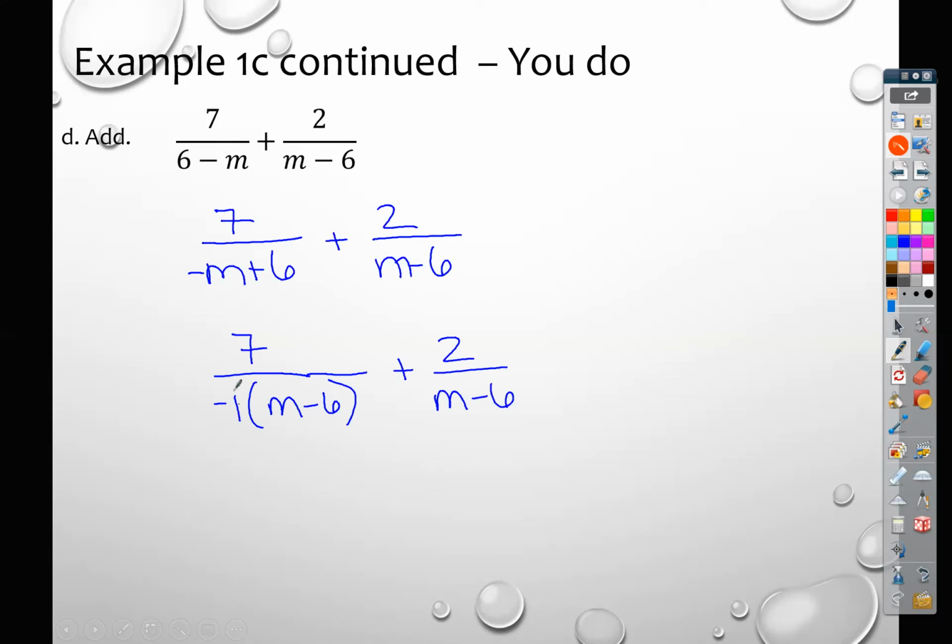I can actually make this 7 divided by a -1 is a -7, right, over m minus 6 plus 2 over m minus 6. So your final answer should have been -5 over m minus 6.